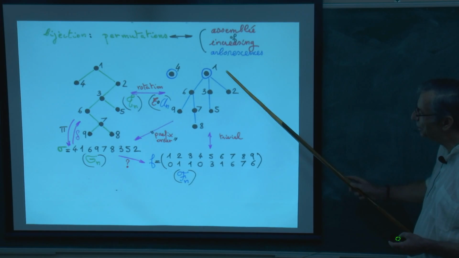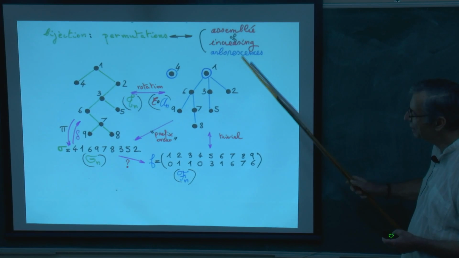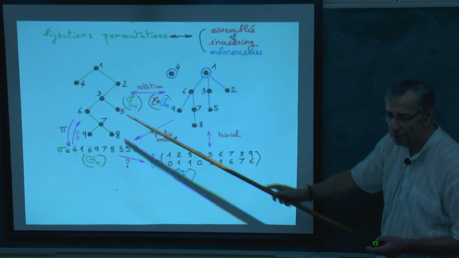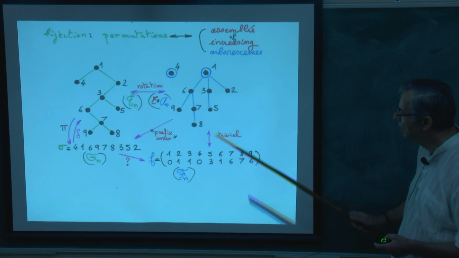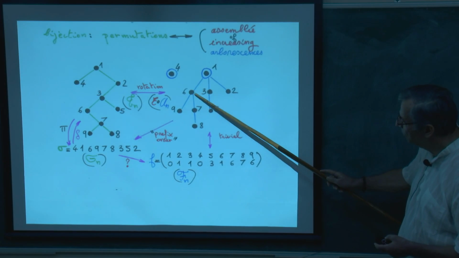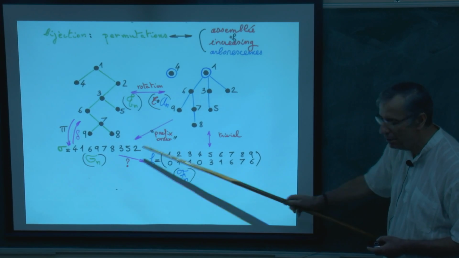If you want to go back to this picture, the sons have no order in the arborescence, but if you put the sons in decreasing order, then you can go back to this tree and get the permutation. So now easily you can go from this to this. From an ensemble of arborescences, you can go to this permutation.